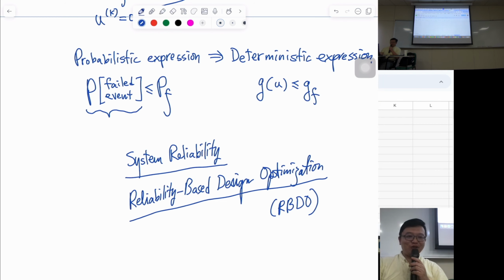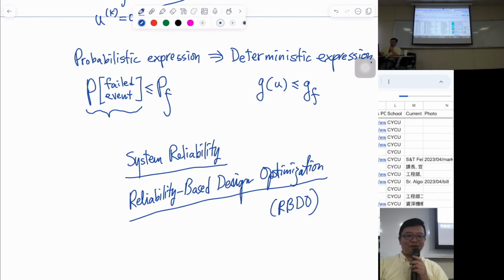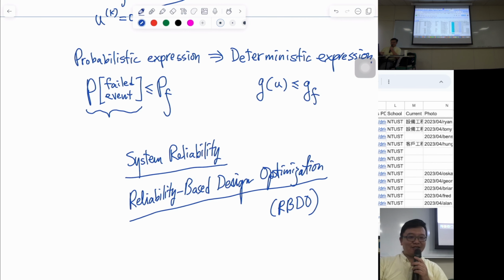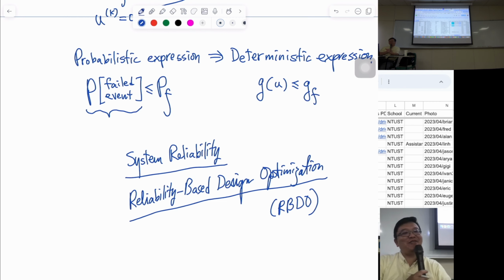Let me see how many graduate students I had. I had 53, more than 50 graduate students. Only one graduate student worked on RBDO. So it's very, very complicated math.